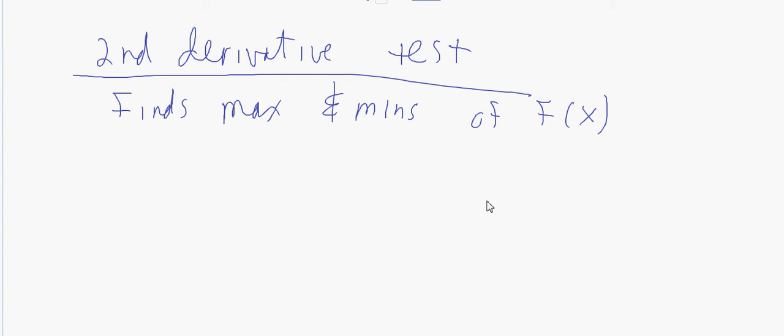Now, the reason I think that's weird is that we use the second derivative to find concavity, concave up and concave down. So I always thought the second derivative test should be a test to find concavity or points of inflection or something. But it's really to find maxes and mins. And here is the main reason we have it.